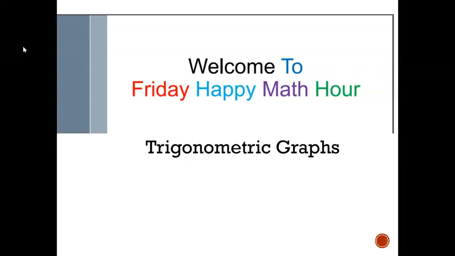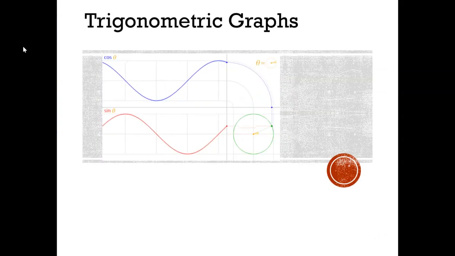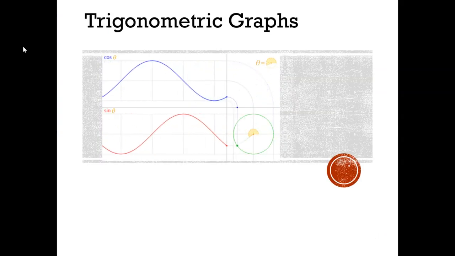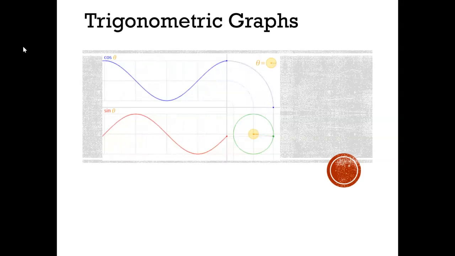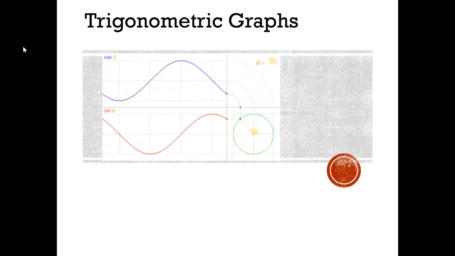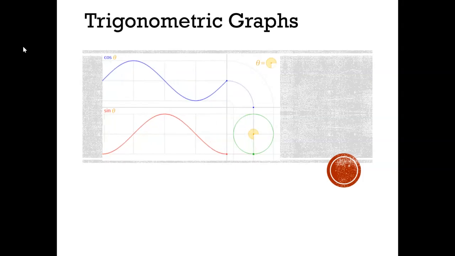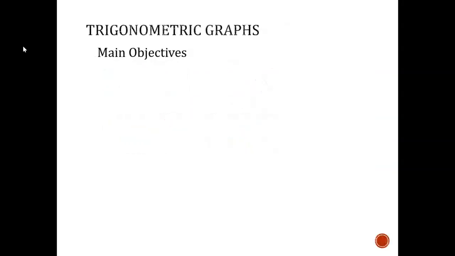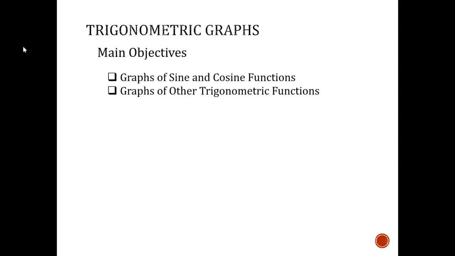Today we're going to cover trigonometric graphs. Okay, this is a trigonometric graph, right? So we're going to graph the sine, cosine, tangent, cotangent, secant, and cosecant. Again, these are the main objectives for today. Graph sine and cosine functions. Graph other trigonometric functions such as tangent, cotangent, cosecant, and secant.